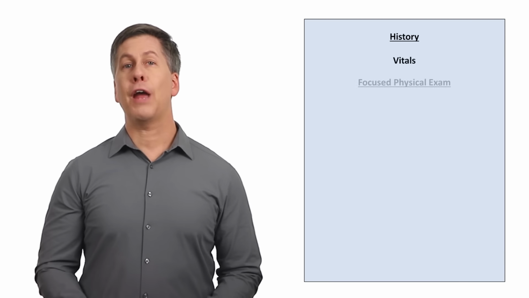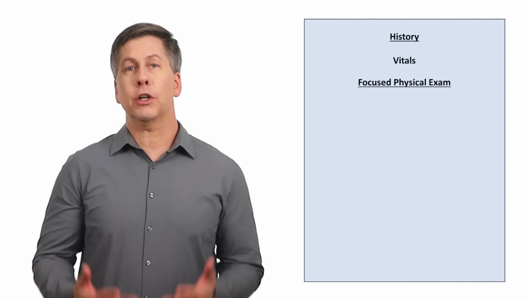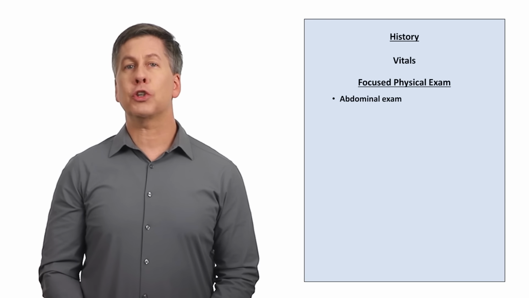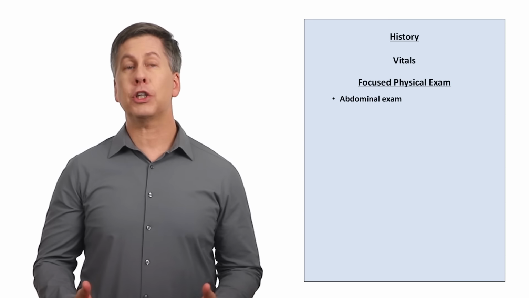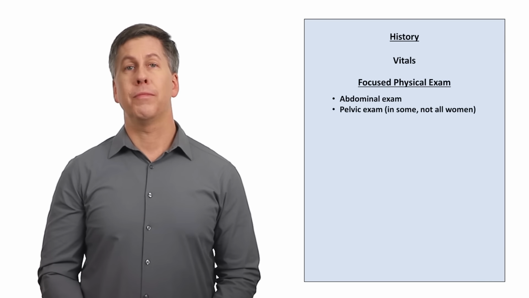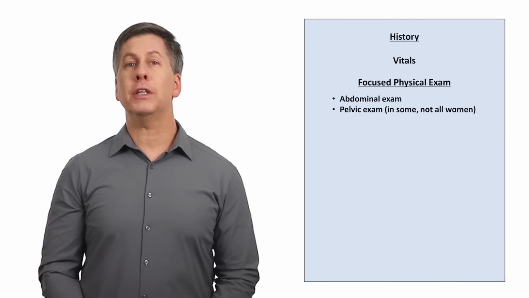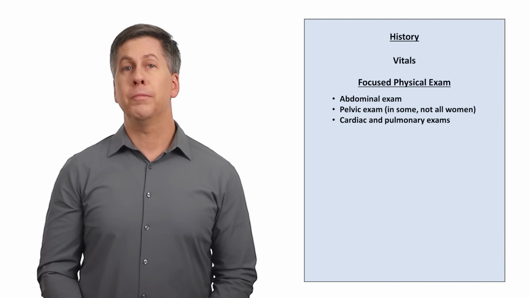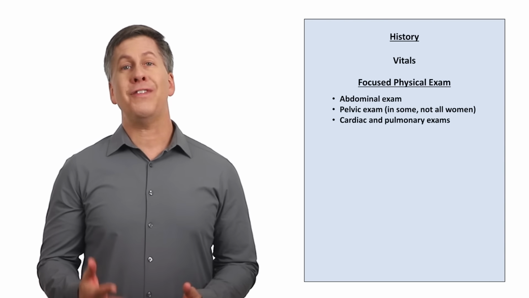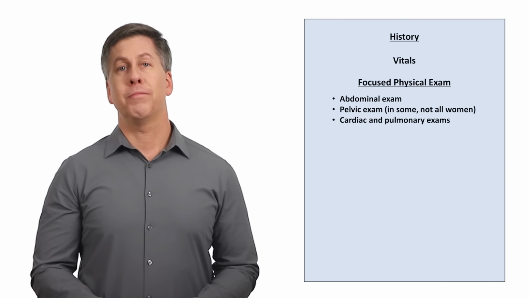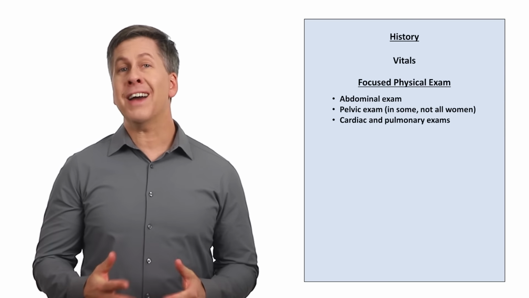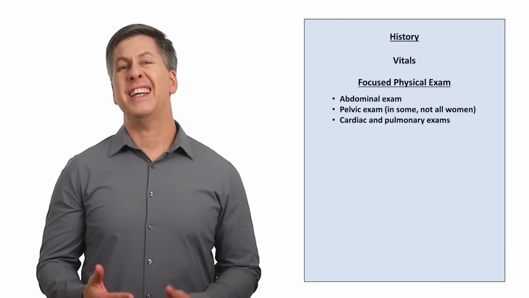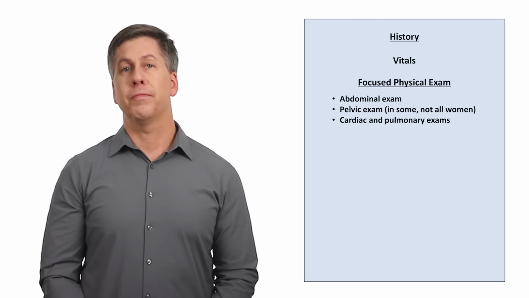After vitals, a focused physical exam should of course include a thorough abdominal exam, and if any type of reproductive pathology is on the differential for a female patient, a pelvic exam. Since cardiac and pulmonary disease can refer to the upper abdomen, those exams should be performed as well. You may notice here that I have not listed a rectal exam. That's because it's generally not indicated unless anal, rectal, or prostatic disease is specifically suspected.